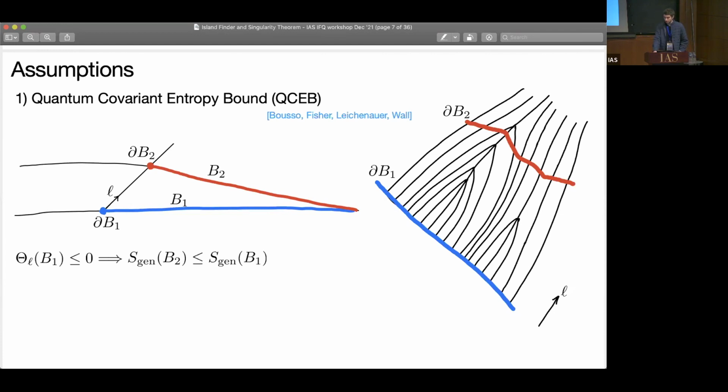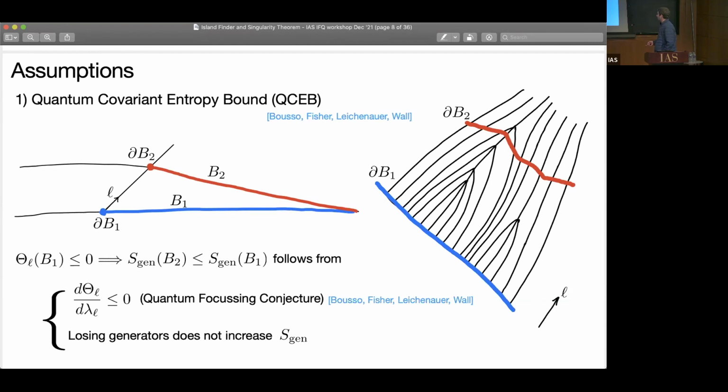So this assumption would follow from the following two things. By assuming the quantum focusing conjecture, and further assuming that losing generators does not increase generalized entropy, we can get this assumption. So let me just unpack that a little bit. The quantum focusing conjecture is the statement that the quantum expansion cannot increase as I go up the null hypersurface, which combined with this means that as I go up these null generators, the generalized entropy decreases. But technically at these intersection points, at these caustics, the quantum expansion is ill-defined.